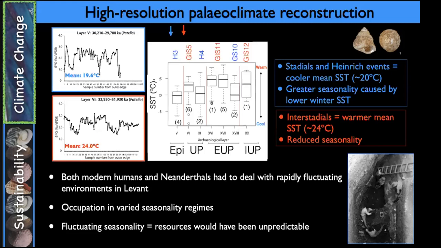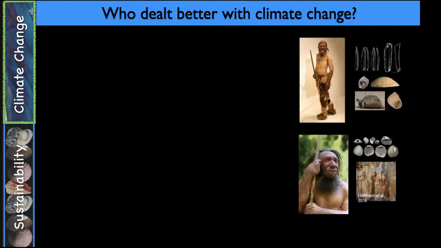What this pattern tells us is that the environments in which modern humans and Neanderthals were living were subject not only to varied temperature, but also varied seasonal regimes. And this fluctuating seasonality would have led to unpredictable swings in resource timing and availability in the landscape. So why did we survive these changes when Neanderthals didn't?